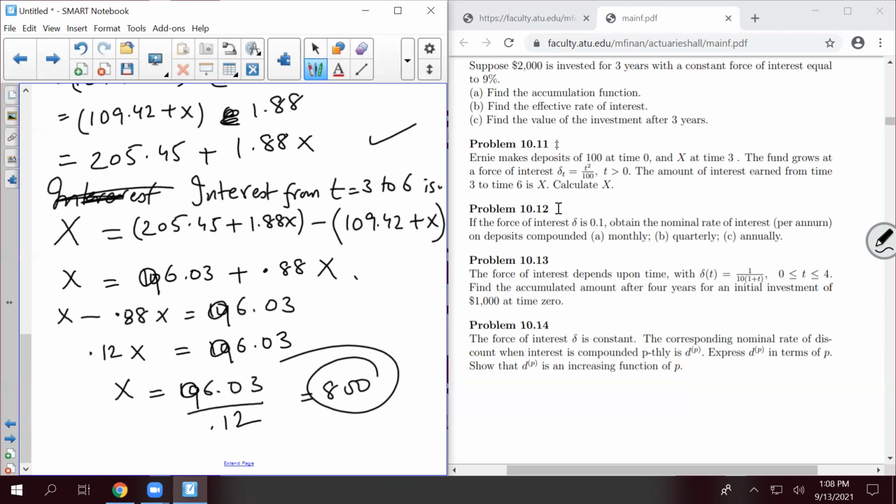So that was number 11. And then let's look at number 15.